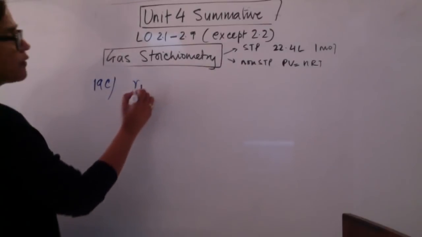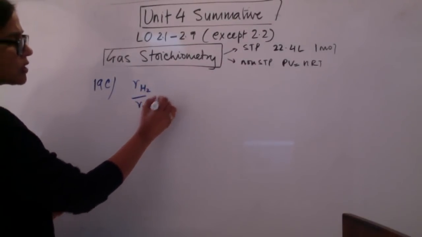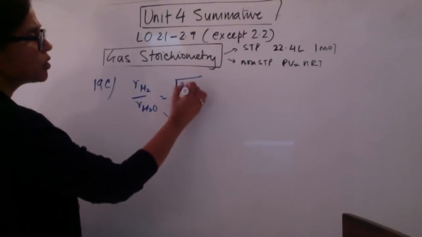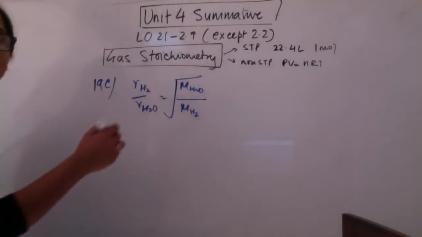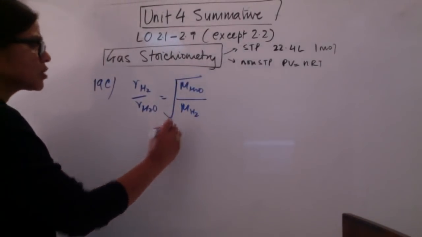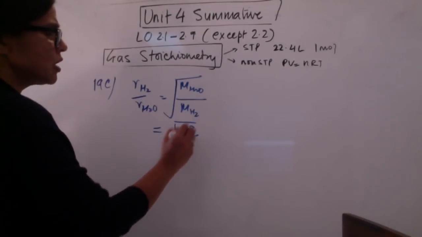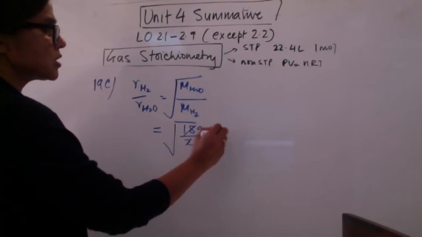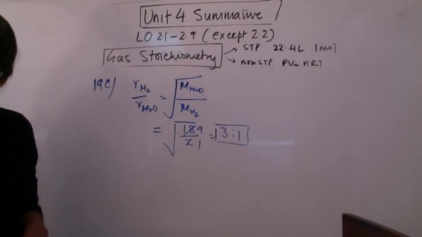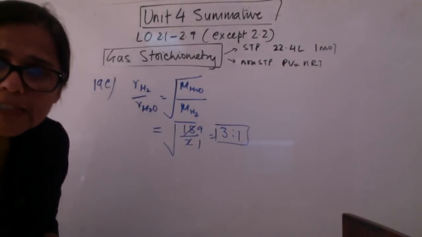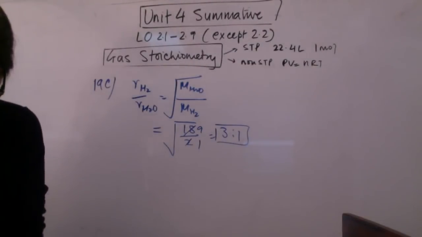19C, ratio of rates of hydrogen to water will be square root of molar mass of water to molar mass of hydrogen. This is one of the equations in your equation sheet. So when you take the square root, water is 18, hydrogen is 2, so 1 and 9, so it is a 3 to 1 ratio. You just plug in the molar masses in the formula for 19C. Mole ratio in 21, Dan.